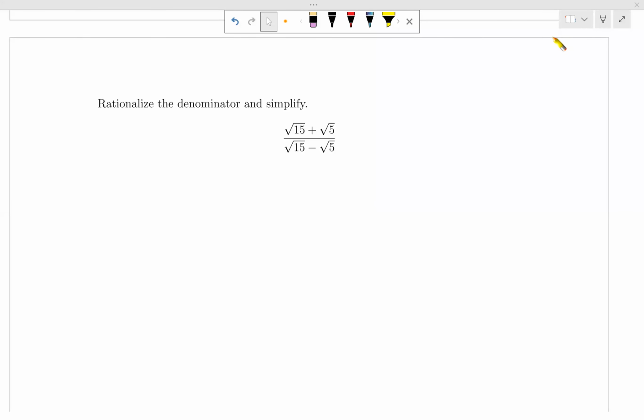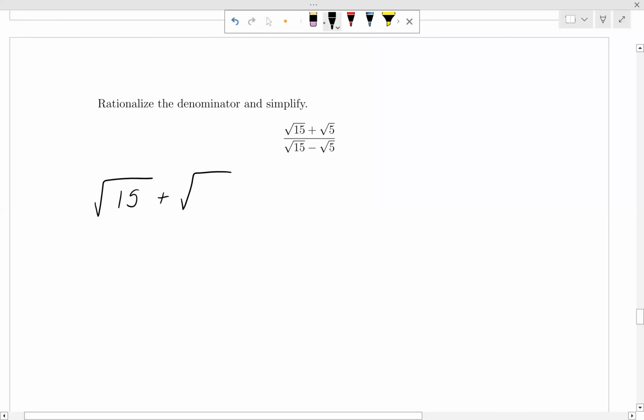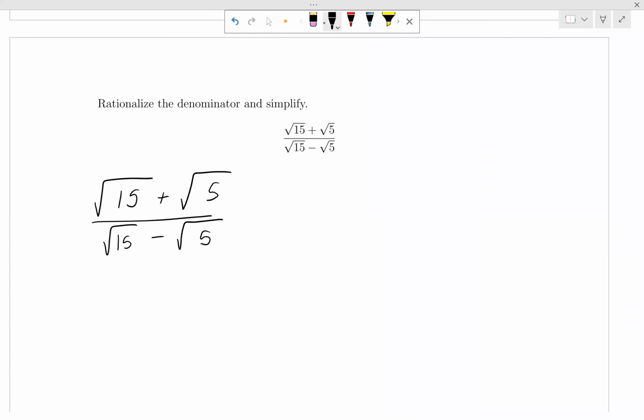Hey, so we have this problem. It says rationalize the denominator and simplify. So our expression says square root of 15 plus square root of 5 over square root of 15 minus square root of 5. All right.